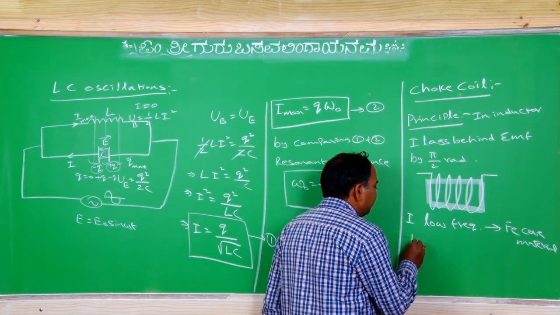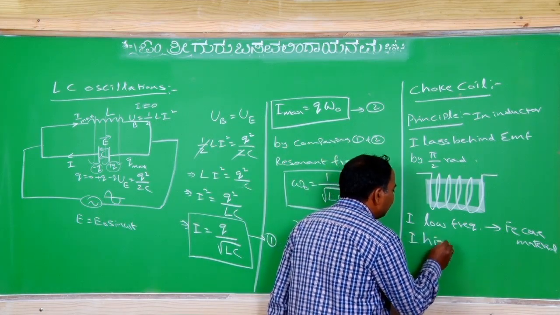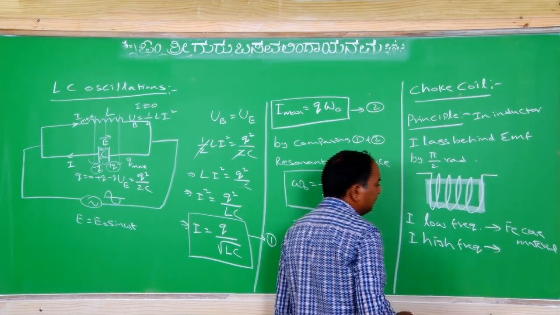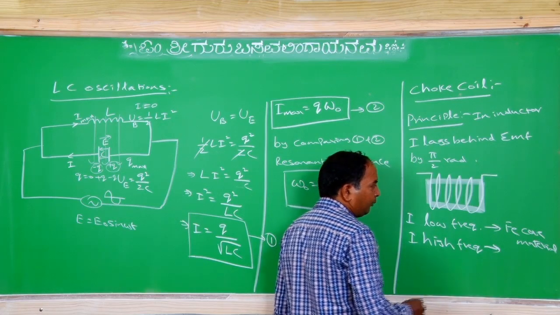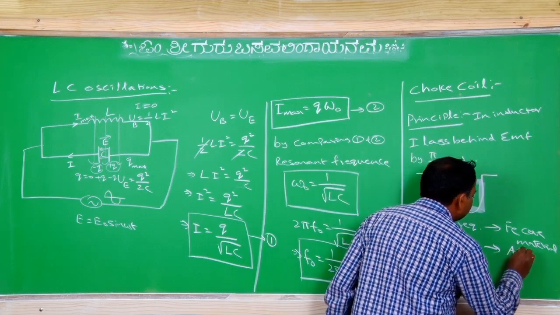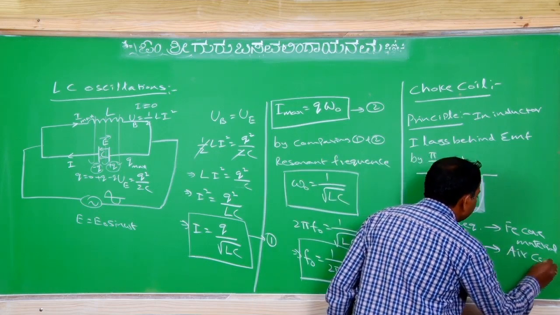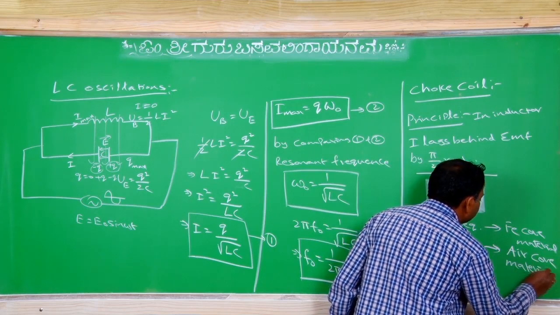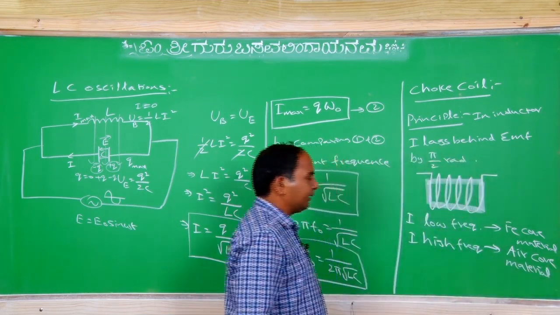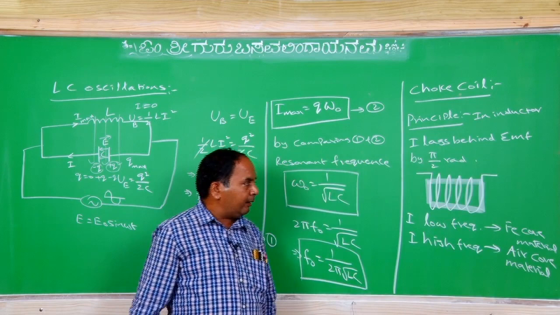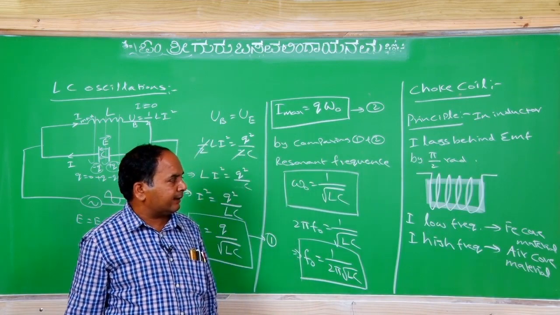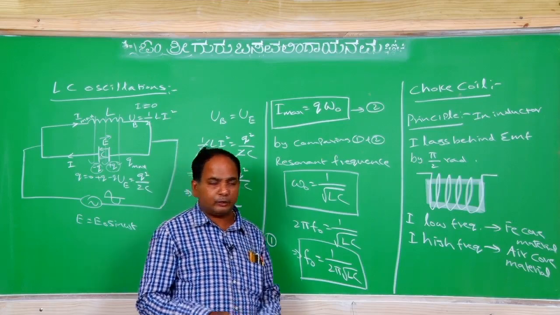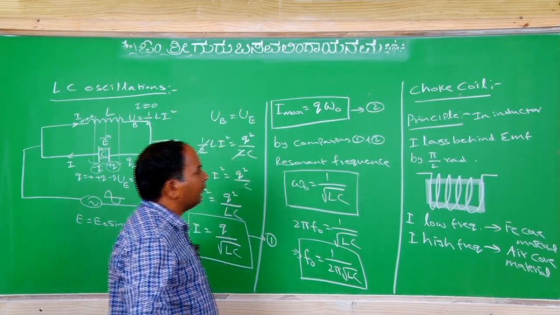The next one: if the current has high frequency, then automatically the eddy currents are also more. So in those cases, we use air as core material. Air means nothing is there. So if any current leakage is there, the current leakage will go out. So this is about the choke coil.